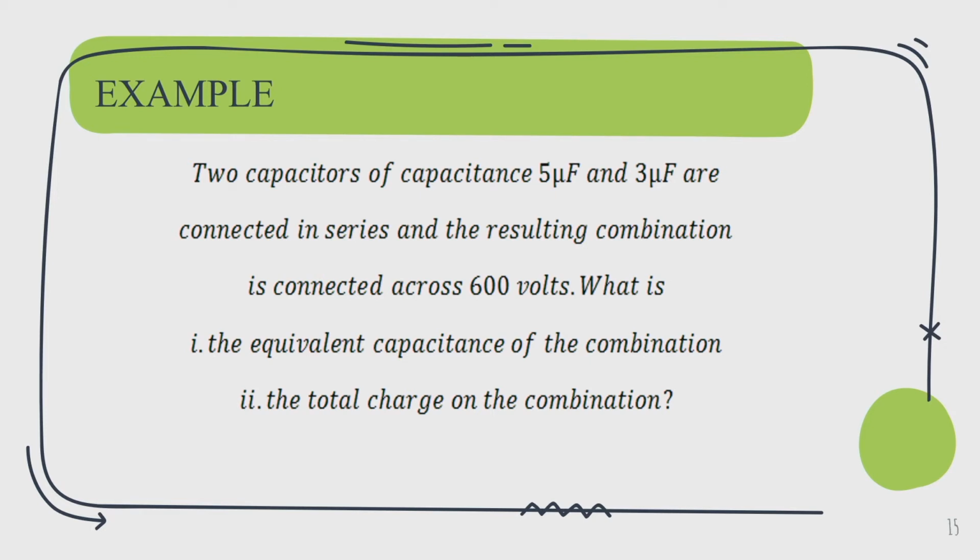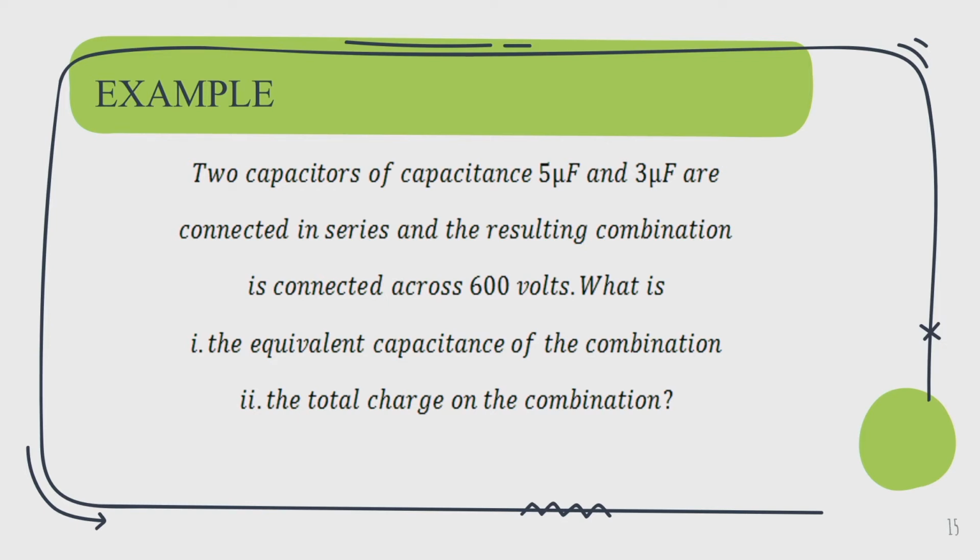So the first question is telling us to find the equivalent capacitance. When capacitors are arranged in series, how do you calculate the equivalent capacitance? Don't forget what we said: when they are arranged in series, we use 1 over C equivalent is equal to 1 over C1 plus 1 over what? C2. So that's what we're going to do now. So 1 over C is equal to 1 over 5 microfarad plus 1 over 3 microfarad.